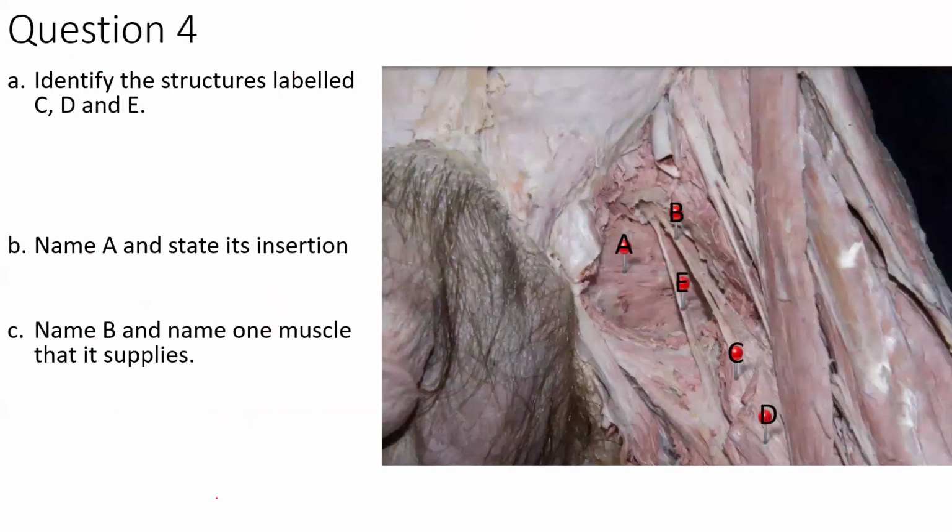Now, the fourth question is testing your knowledge of the medial compartment of the thigh, and you've been asked to identify structures labeled C, D, and E. So structure labeled C is this muscle, okay, this muscle over here, and you can see this muscle is sandwiched between nerve B and nerve E. So it's sandwiched between the two. B lying on the anterior surface, and E lies on the posterior surface of structure C.